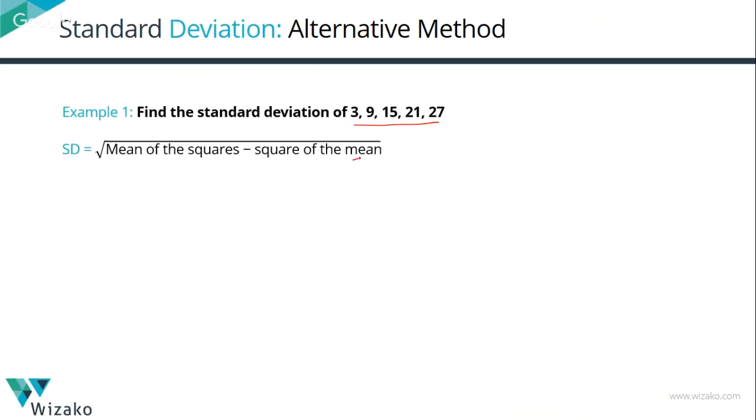I'm going to start with the right-hand side of this, square of the mean. I'm going to start by computing the mean. The mean is equal to 15. Let's not even waste time. It's in an arithmetic progression. The middle term is the mean.